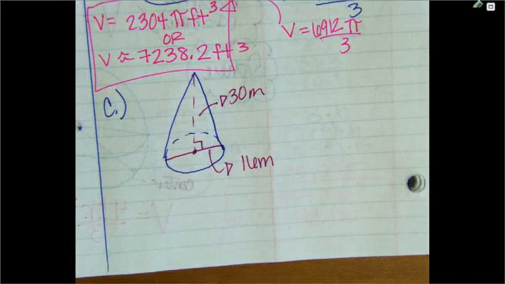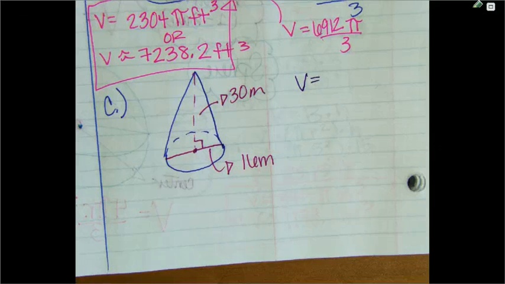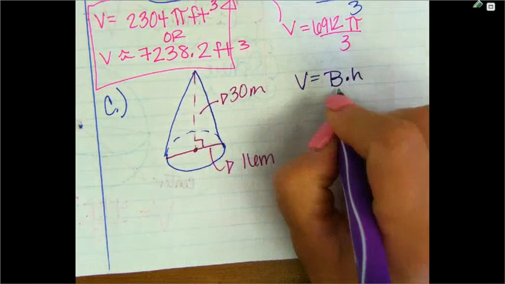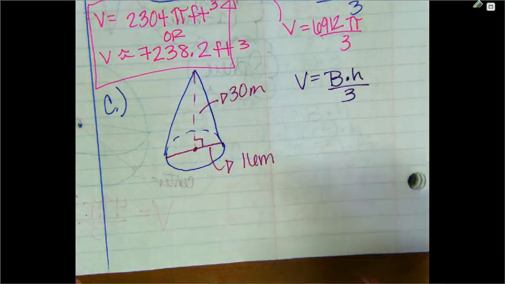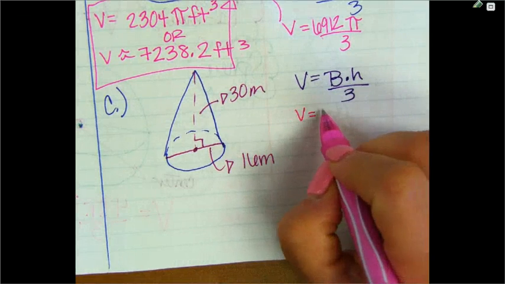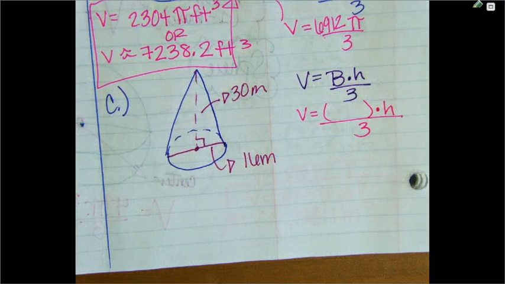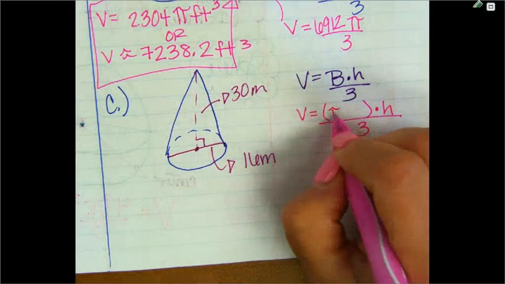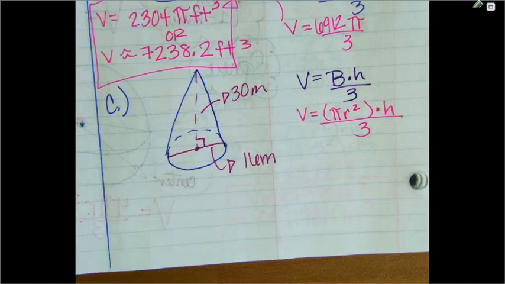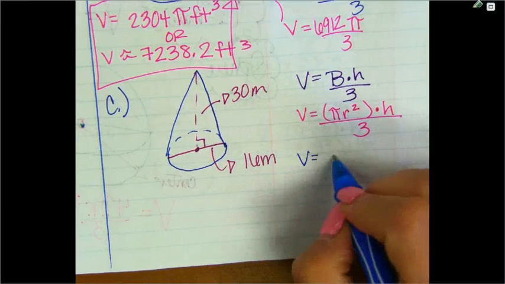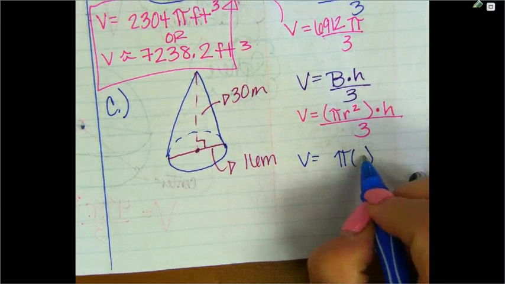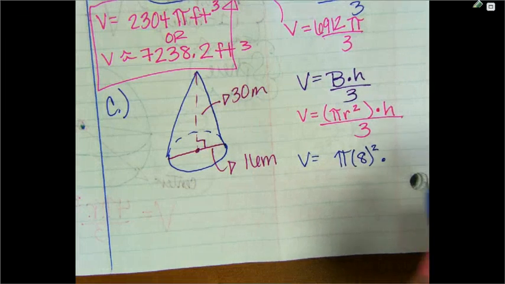All right, formula is what? Volume equals area of the base times height divided by 3. Area of the base is represented by what? Pi r squared. Why is it pi r squared? Because the base is a circle, so I have to use the circle formula. So volume equals pi times your radius, 8 squared, times your height.